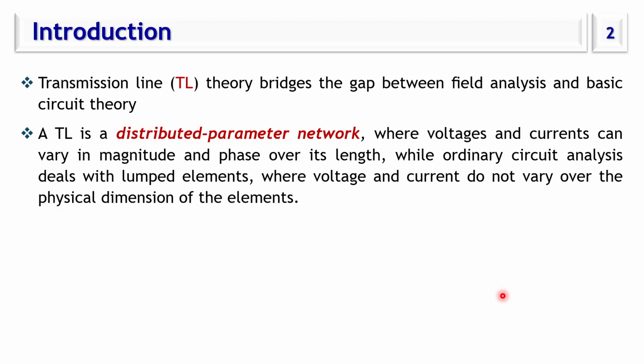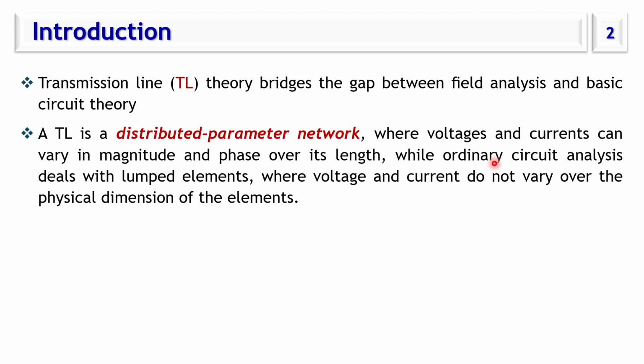So transmission line theory is a theory that bridges the gap between field analysis and circuit theory. It is some sort of transition in concept, tools, and understanding between circuit theory and field analysis. The transmission line does have many different formats, as we're going to see shortly. The main difference about transmission line analysis is that it is a distributed parameter network, so the voltage and current vary in magnitude and phase over the length of the transmission line.